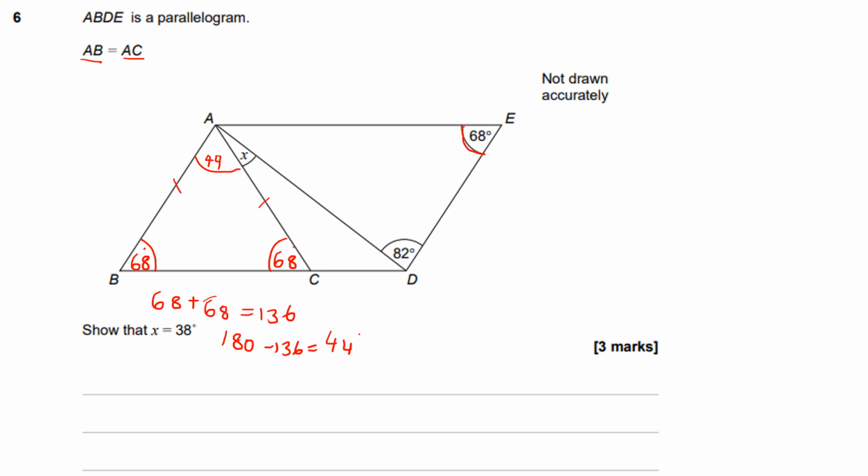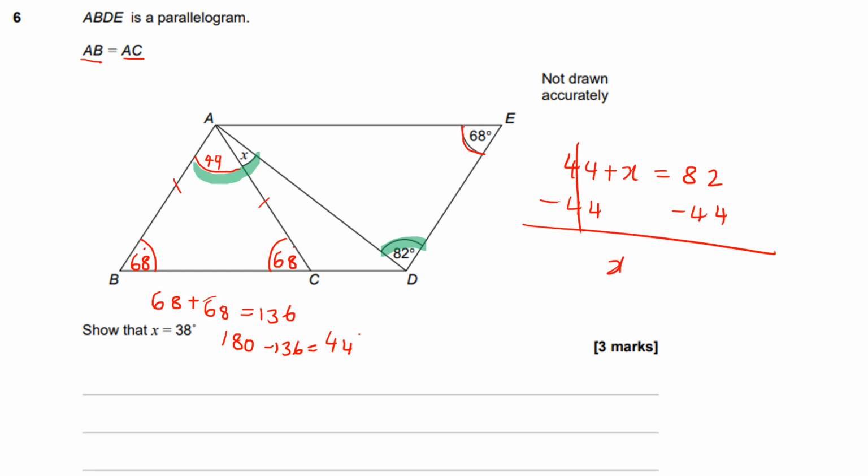What I know from here is that this angle and this angle is the same, so they're opposite. So what I could say is 44 plus x is equal to 82. And if I take 44 away from both sides, x is going to be 38.